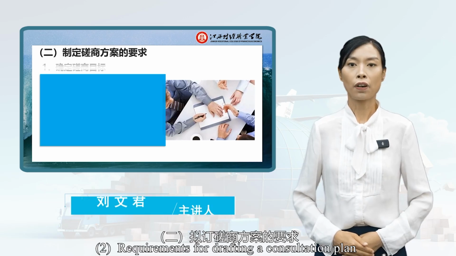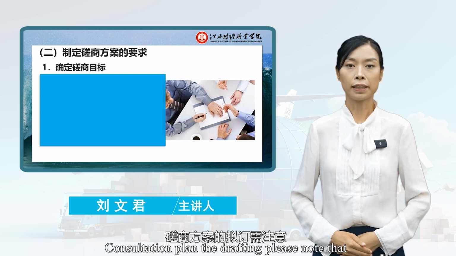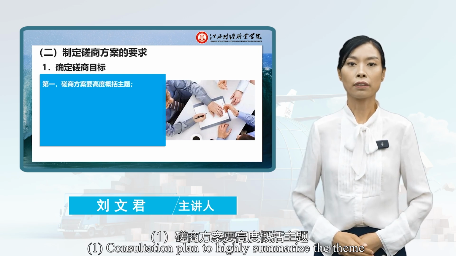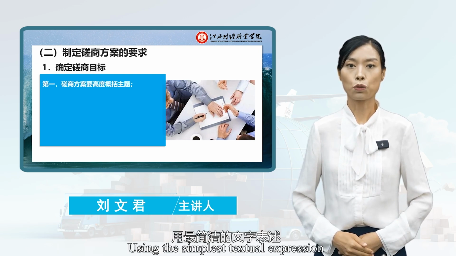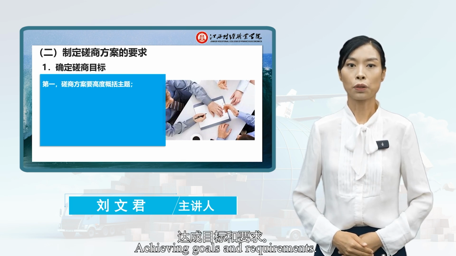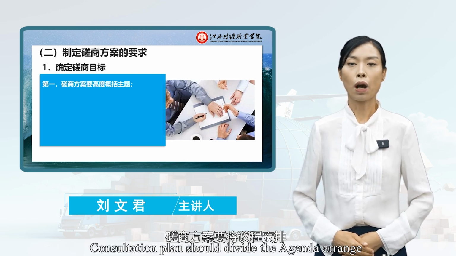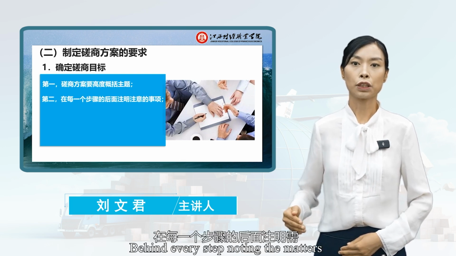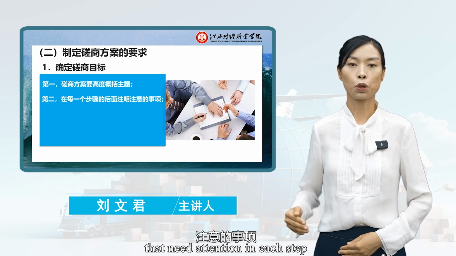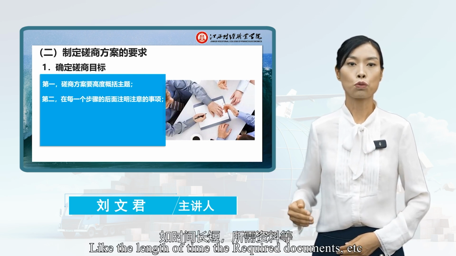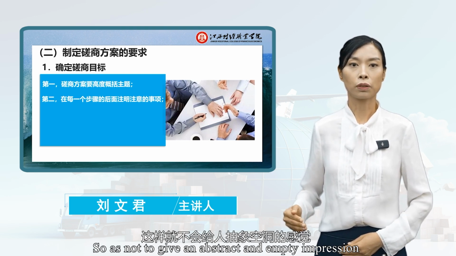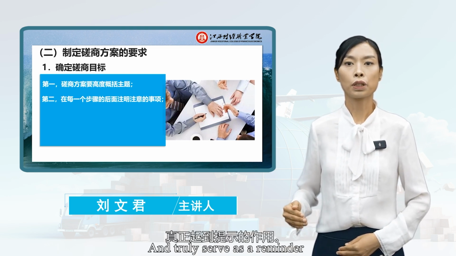Second, requirements for drafting a negotiation plan. When drafting a negotiation plan, please note the following requirements. First, the negotiation plan should be highly summarized, using the simplest textual expression, achieving goals and requirements. Second, the negotiation plan should divide the agenda range into a few steps, noting behind every step the matters that need attention, like the length of time, the required documents, etc., so as not to give an abstract and empty impression, and to actually serve as a reminder.